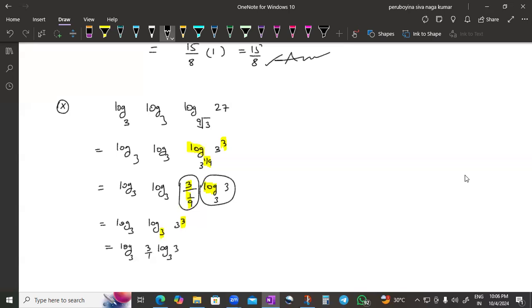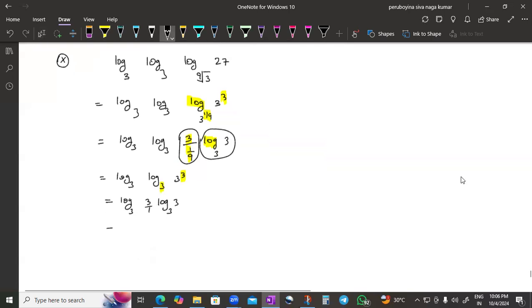And again, you are getting log 3 base 3. Log 3 base 3, of course, is again 1. So therefore, again, you can see 3 to the power 1 is 3. Log 3 base 3 was 1. That is the final value of these logarithms.